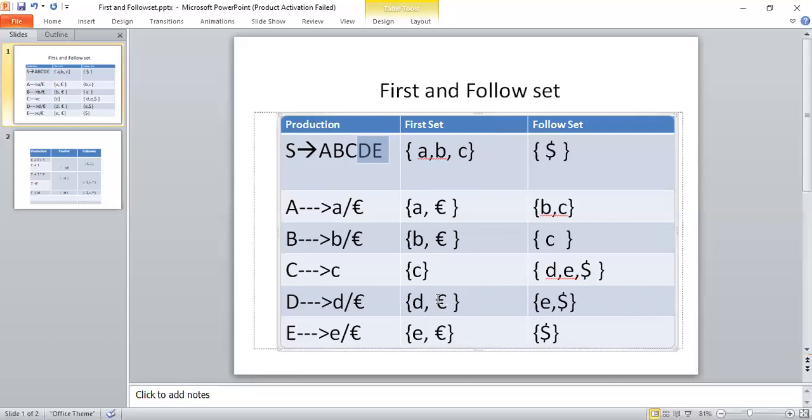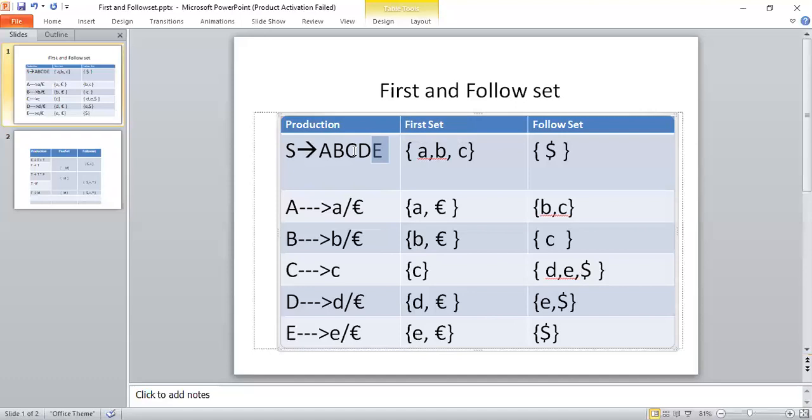Then instead of writing epsilon in follow of C, substitute epsilon in place of D, so that D is vanished. There is no D. Now it is represented as C and E only. So the follow of E is nothing but the first of E. What is the first of E? E epsilon. Write E in follow of C, and again here I have an epsilon. Instead of writing epsilon here, substitute epsilon in place of E, so that E is vanished.